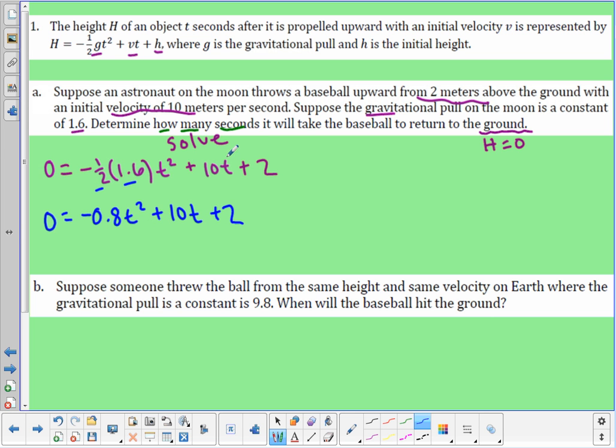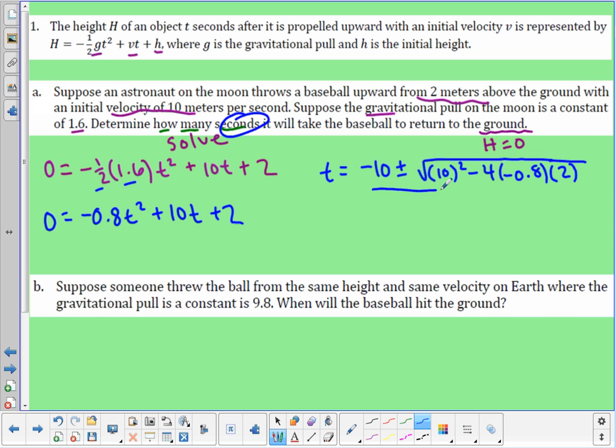I want to figure out what t is because that's what seconds are. Seconds is the t. So I'm going to use the quadratic formula. I think this looks like it might be ugly to graph, and it has some decimals, so I don't really want to factor it. Here's what the quadratic formula looks like when you set it up. t is going to equal the opposite of b, so negative 10, plus or minus the square root of 10 squared minus 4 times a times c, which is 2. And then that's all divided by 2 times a, which is negative 0.8.